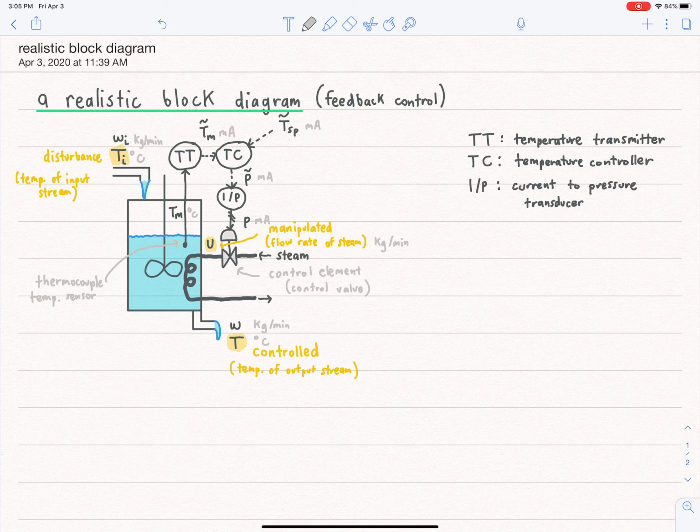And we'll talk about control valves later. And so I should also denote this is not any ordinary control valve. This is a pneumatic control valve. So it's actuated by a pneumatic signal. And I will uncover later how these work. That will be the next lecture. So that's the current to pressure transducer, right?